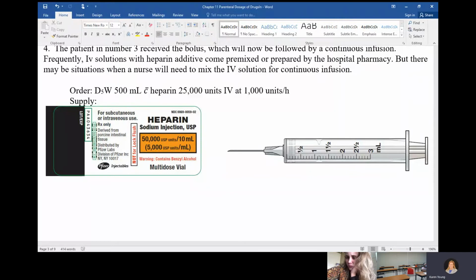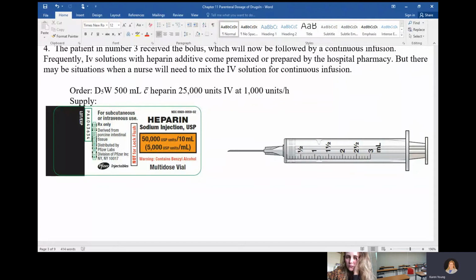And if you have to mix it, and we're going to get into that in chapter 12, the directions will either be on the label, directions for mixing, or on the medication insert, or it may be in a medication guide or prescription guide, and it'll tell you how to mix it. So we're going to pretend that this one came from the pharmacy already mixed.